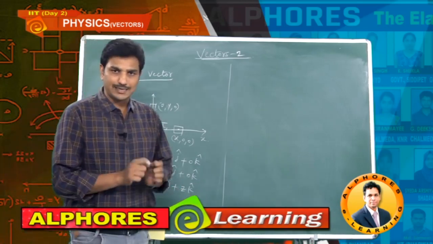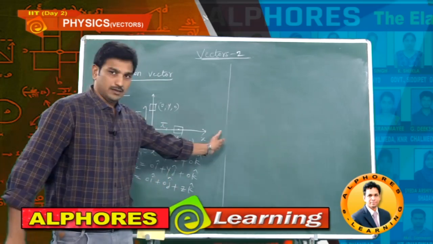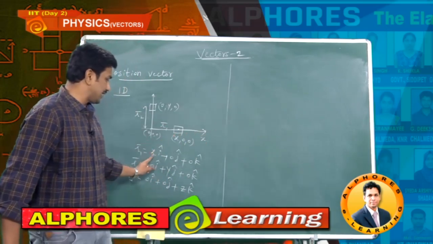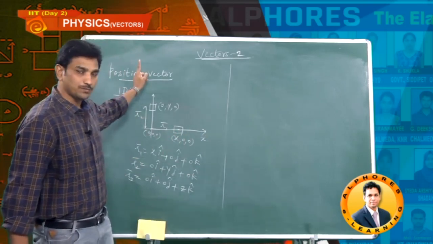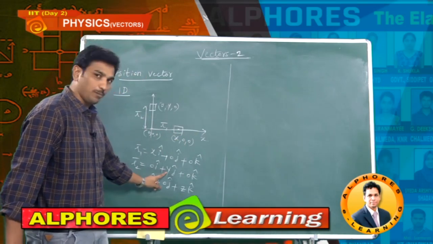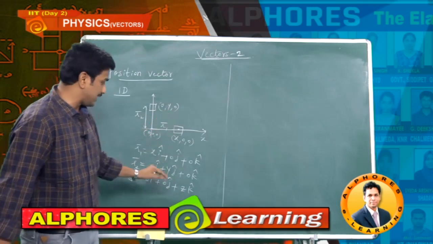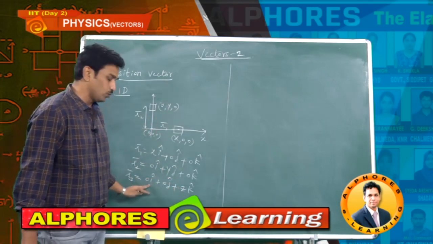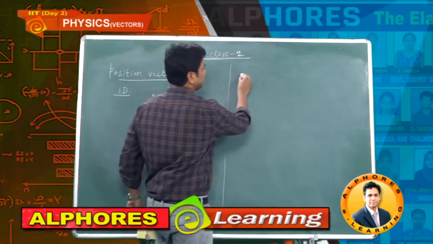Here the particle moves only along the x direction, so the position vector is only x i cap. If the particle moves only along the y axis, only the y component is there. If the particle moves along the z direction, it has only the z component, the remaining two are 0. Now that is 1D. Coming to 2D.